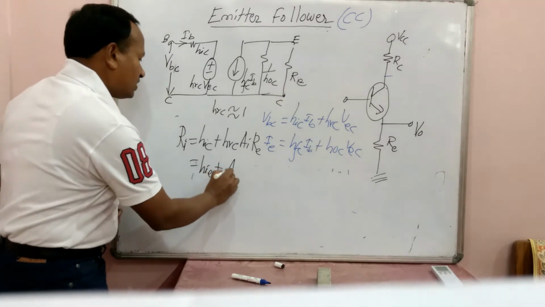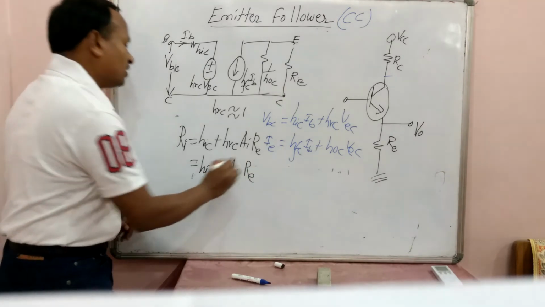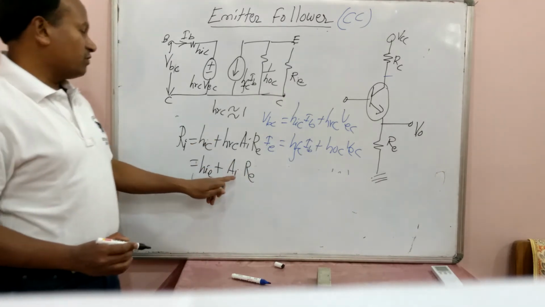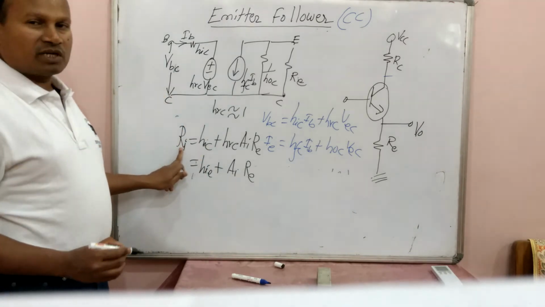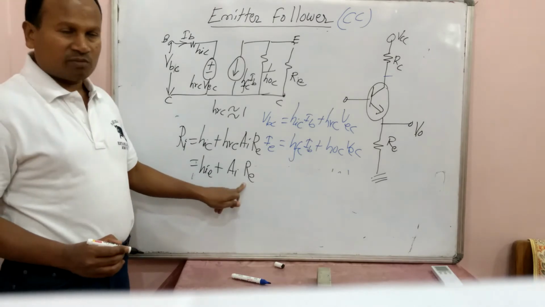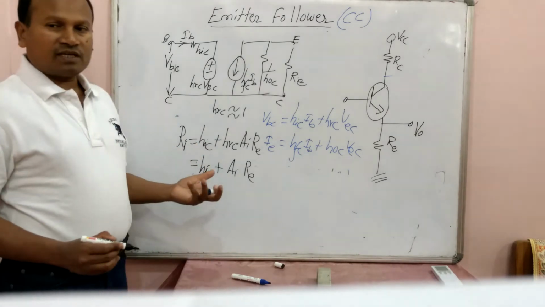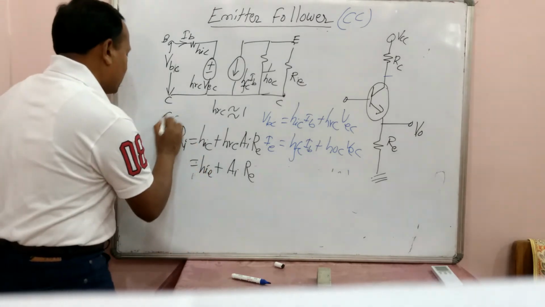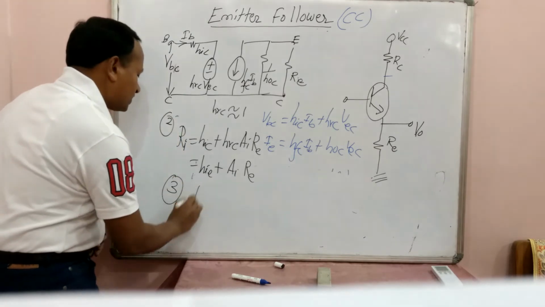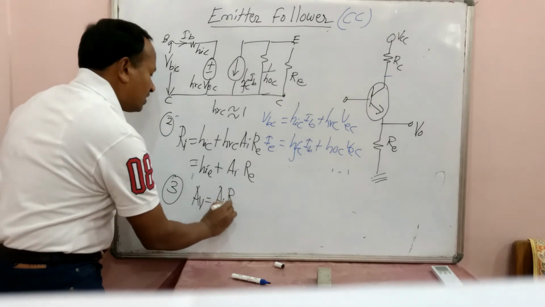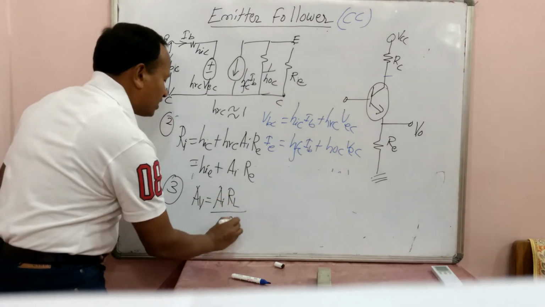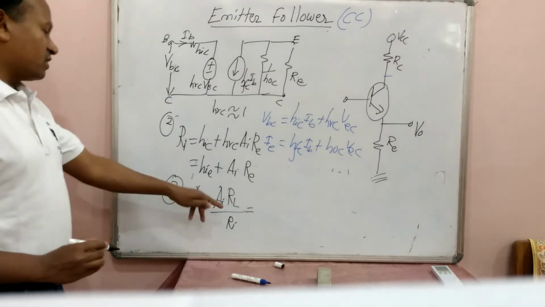The reverse voltage gain is generally less than 1 or nearly equal to 1. So RI is HIE plus AI into RL. If you want to substitute the value of AI, we can substitute here. This is how we can analyze the common collector amplifier using common emitter parameters. Thirdly, the third part of the analysis is AV. How do we get AV? It is AI RL divided by RI. What was the expression for AI?